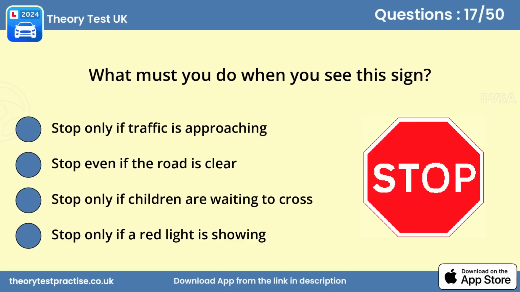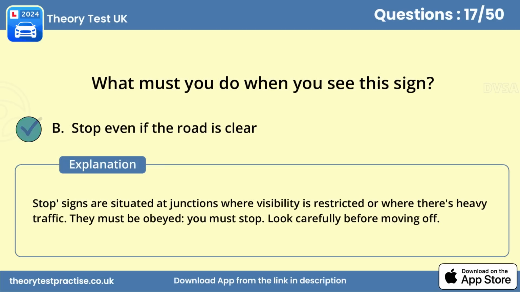Question 17. What must you do when you see this sign? B. Stop even if the road is clear. Stop signs are situated at junctions where visibility is restricted or where there's heavy traffic. They must be obeyed. You must stop. Look carefully before moving off.